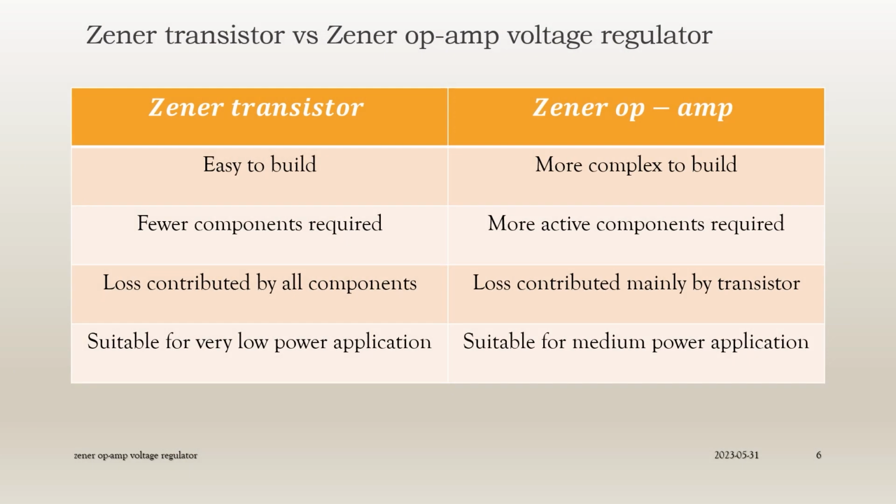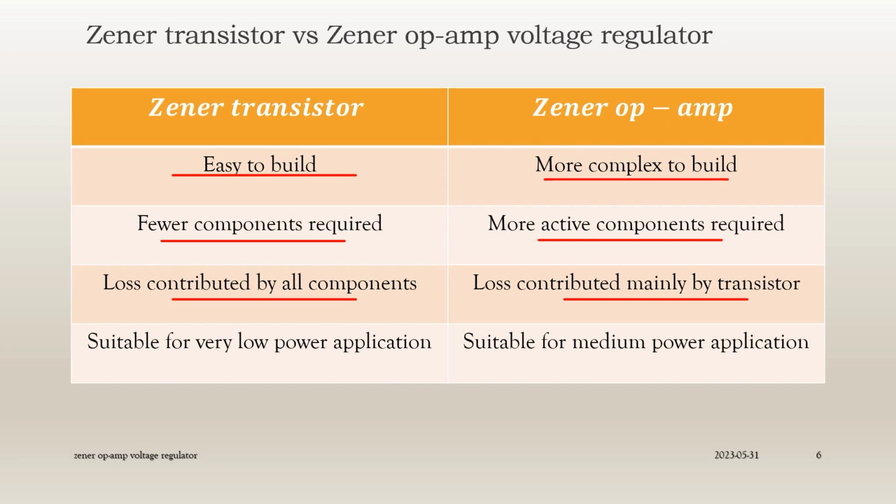Let us compare Zener transistor and Zener op-amp voltage regulators. A Zener transistor is easy to build, however, a Zener op-amp is more complicated. A Zener transistor needs fewer components, but a Zener op-amp has more active components. Loss is contributed by all the components in a Zener transistor. In a Zener op-amp, loss is mainly contributed by the transistor. A Zener transistor is more suitable for low power applications. However, a Zener op-amp is suitable for medium power applications.